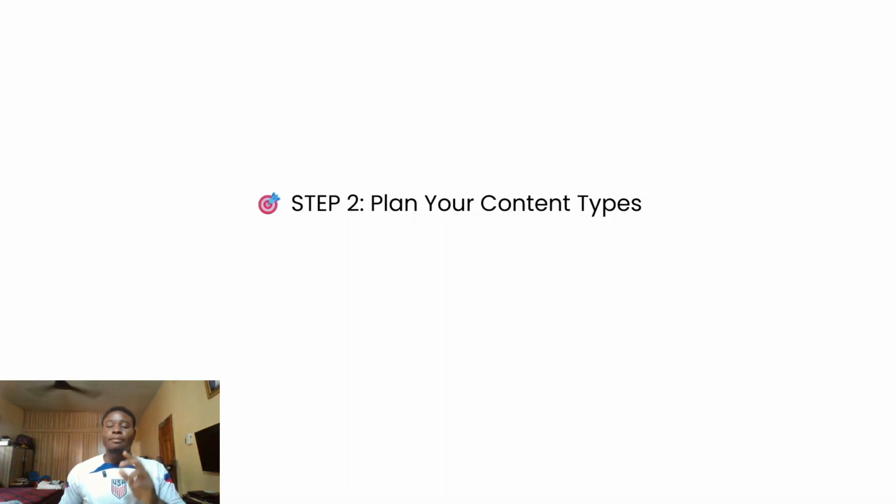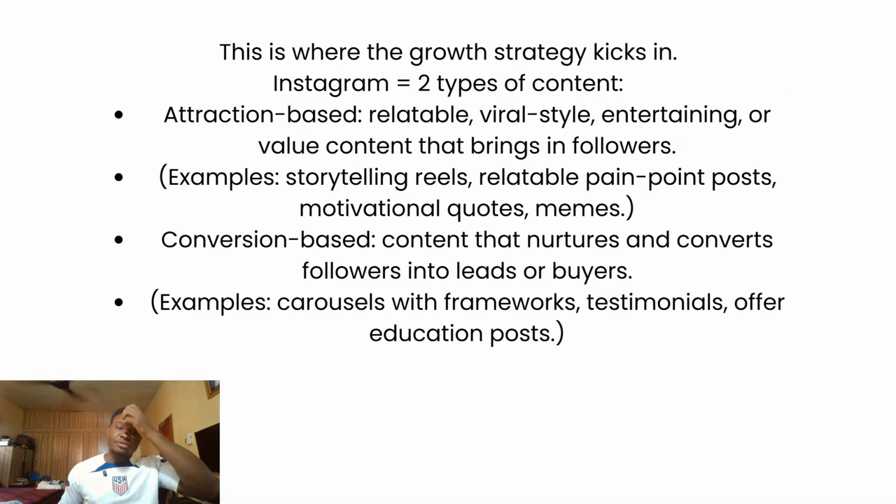Next, step 2, plan your content types. So for Instagram, you need 2 content types, and this is where the real growth strategy kicks in. You need attraction-based content. So this is relatable, viral style, entertaining, or value content that brings in followers. For example, storytelling reels, relatable pain point posts, motivational quotes, memes, funny things, trending content, basically to attract your target audience.